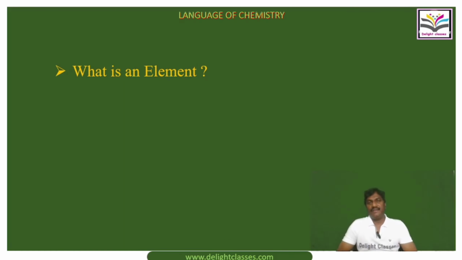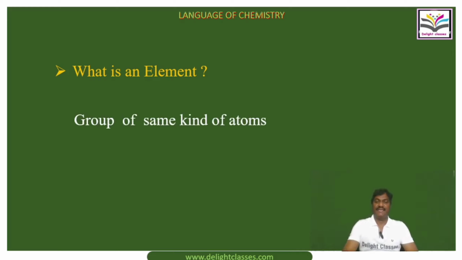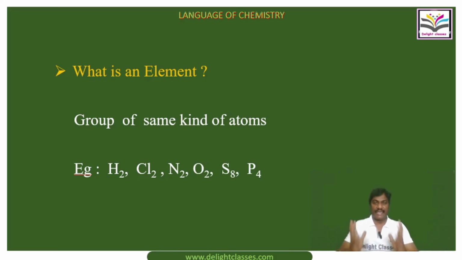What is an element? An element is a group of the same kind of atoms. Example, H2: hydrogen combined with another hydrogen. Chlorine combined with another chlorine. Nitrogen combined with another nitrogen. O2, S8, P4. These are the examples for elements.